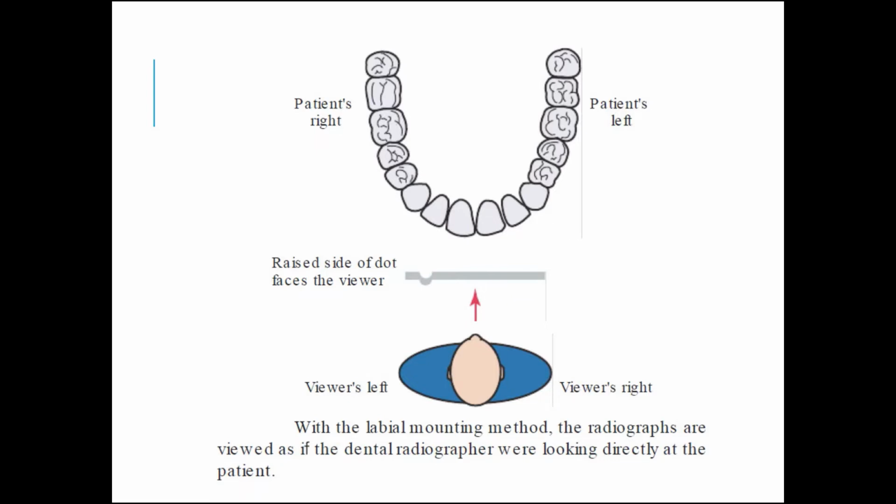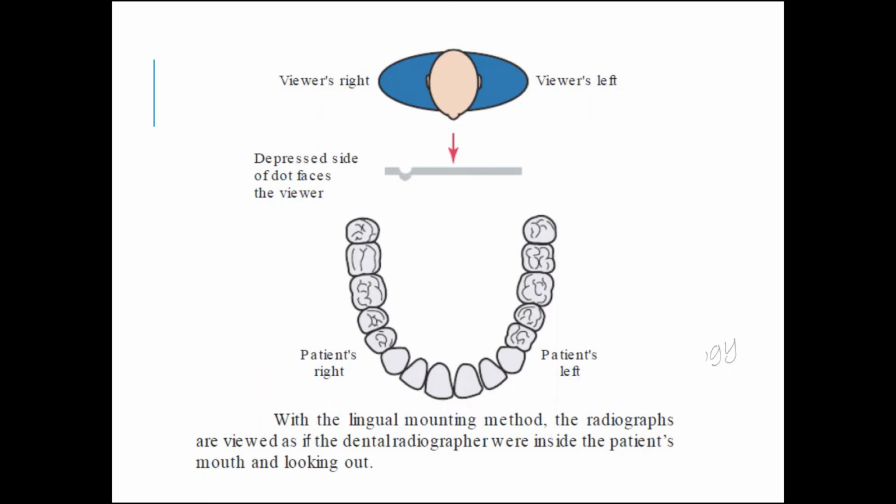In the labial mounting method, the radiographs are viewed as if the dental radiographer were looking directly at the patient. That is, in the labial mounting method, the convexity is towards the radiographer and radiographer is looking at the radiograph as if he is standing in front of the patient's mouth. That is, the radiographer's right is patient's left and radiographer's left is patient's right. So, we have to imagine ourselves to be standing outside the patient's mouth whenever we are using labial mounting method.